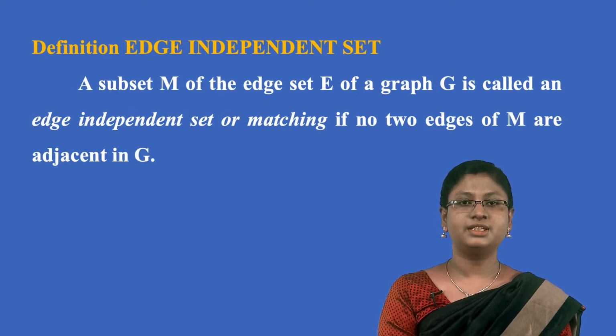Now we will see the definition of edge independent set. A subset M of the edge set E of a graph G is called an edge independent set or matching if no two edges of M are adjacent in G.